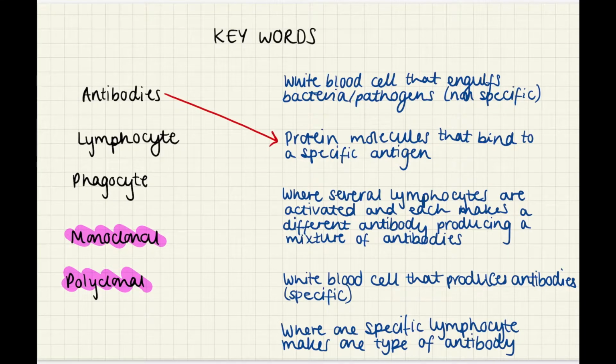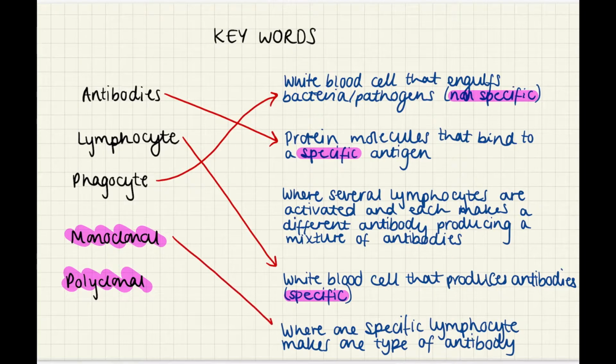And here are the answers. So antibodies are protein molecules that bind to a specific antigen. Now we've got that word specific. We've got lymphocytes, which are white blood cells that produce antibodies. Note again that we've got that word specific. And then phagocytes are white blood cells that engulf bacteria or pathogens. These are not specific. And then monoclonal antibodies are where one specific lymphocyte makes one type of antibody.